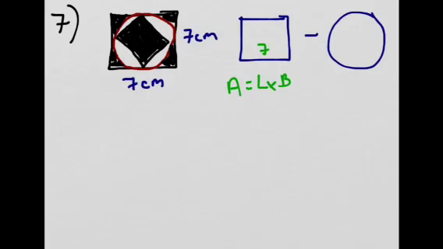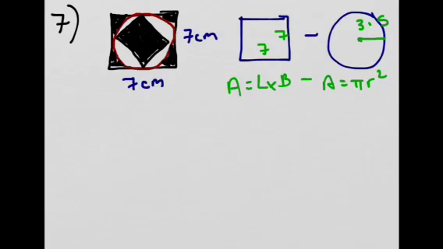So it'll be 7 times 7, that'll give you the area of the square. We're then looking for the area of the circle using the formula A equals pi r squared. But do we know the radius? Yeah, we do. The circle touches the square at both ends, which means it has a diameter of 7, so the radius has to be half of that, so it's 3.5. So in this first part of the question you'll be looking to find the area of the square and then take away the area of the circle.